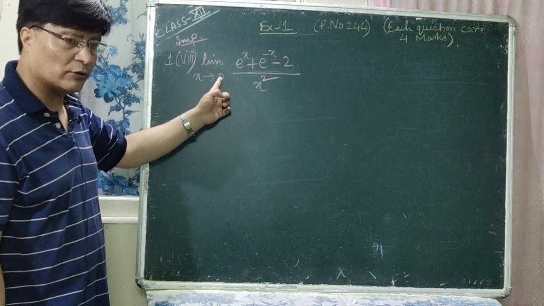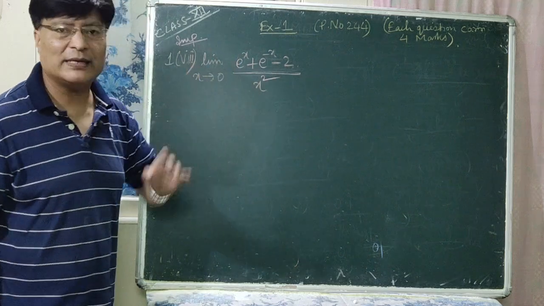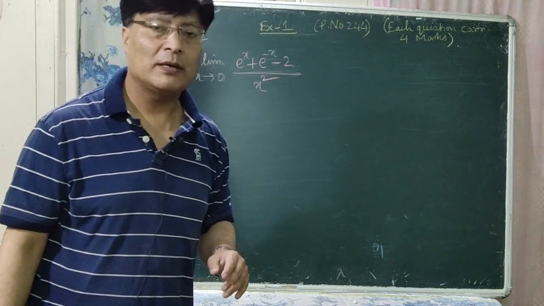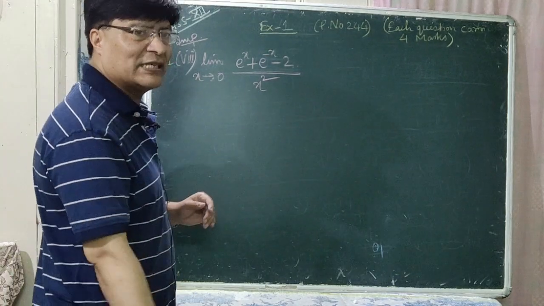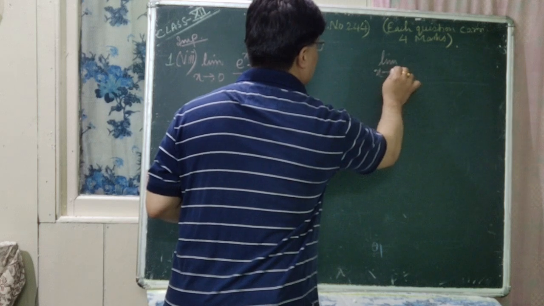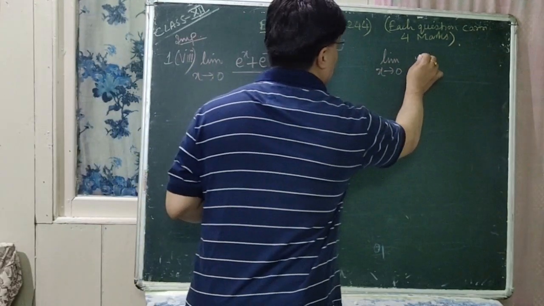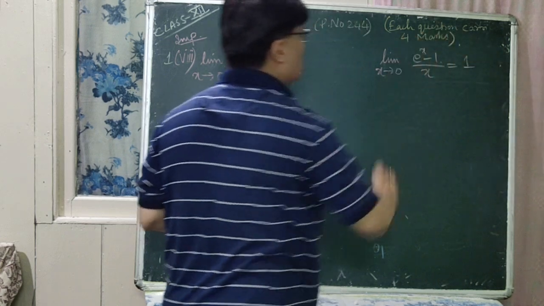Limit x tends to 0, e to the power x plus e to the power minus x minus 2 whole divided by x square is there. Okay, now let us simplify it. Since exponential function is given out here, so you should write it in the form limit x tends to 0, e to the power x minus 1 whole divided by x, which is equal to 1.